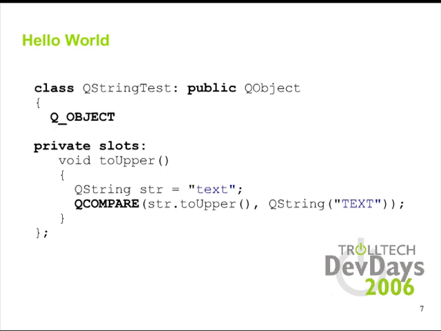I have one private slot called toUpper, and usually we have a convention. The name doesn't matter, but usually the name of the test slot corresponds to whatever API function in the class it is testing. So here we test the QString toUpper function. I create a QString and initialize it with text. And then we have this magic macro QCOMPARE, which compares two values. I say compare that string.toUpper, the result of this operation, actually is a QString with uppercase T, E, X, T. If this didn't work, the QCOMPARE macro would output a failure and the test would fail.